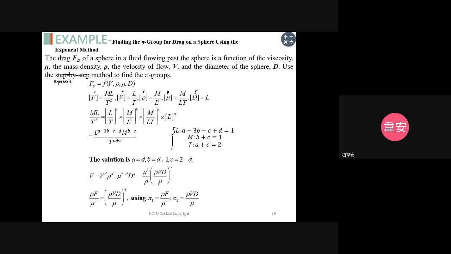And then we put the coefficients A, B, C back into the equation shown here, and we rearrange the power coefficients, and then finally we know that rho F divided by mu squared is equal to rho v d divided by mu to the power D. So after the dimensional analysis, we only know that rho F divided by mu squared is a function of the Reynolds number, but we don't know what the function is.